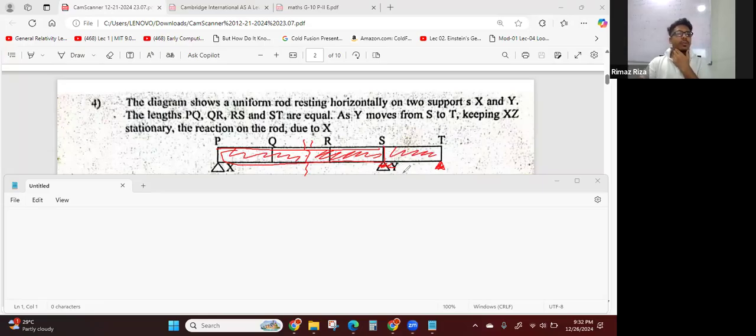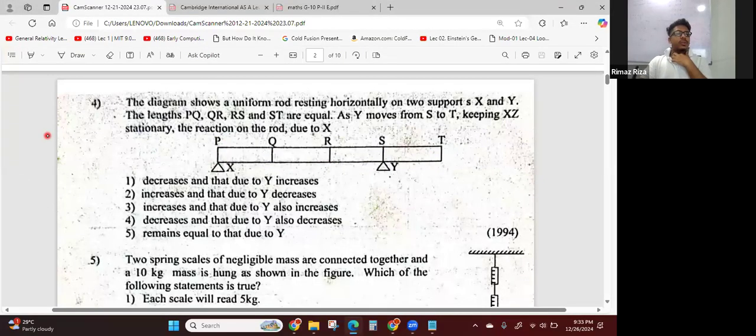So when you decrease Y from here to here, the reaction here also decreases. If you increase this, the reaction here will increase. So therefore the answer is the third one: increases, and that due to Y also increases.